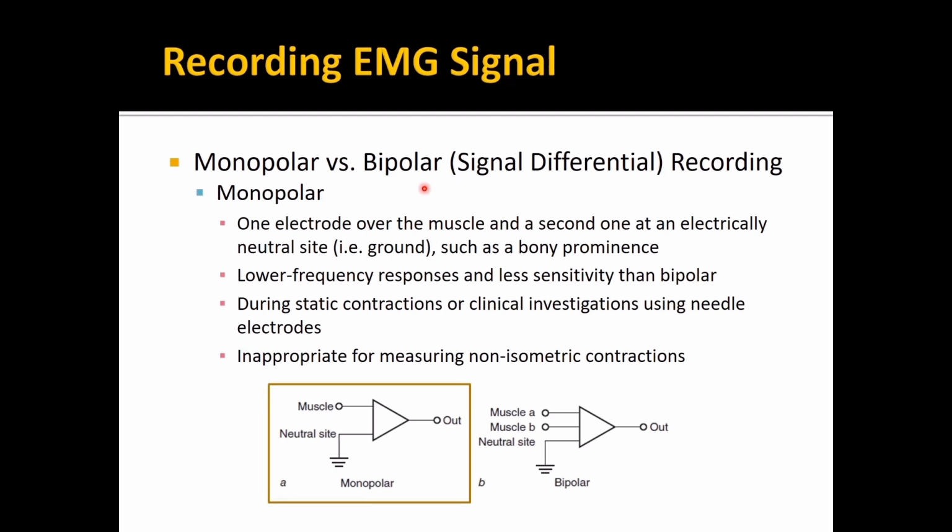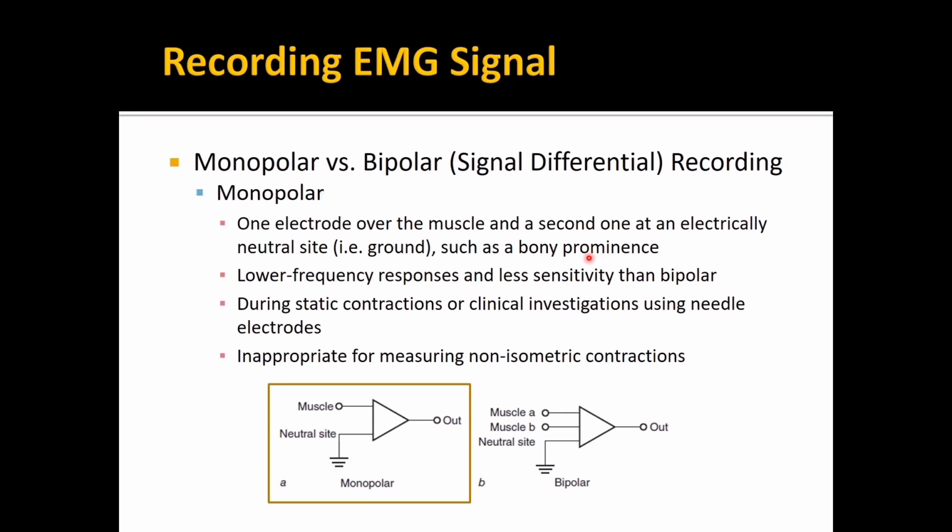The EMG signals can be recorded using either a monopolar or bipolar recording. Bipolar recording is also known as single differential recording. Let's take a look at monopolar recording first. One electrode is placed over the muscle, and a second one is placed at an electrically neutral site, also called ground, such as a bony prominence.